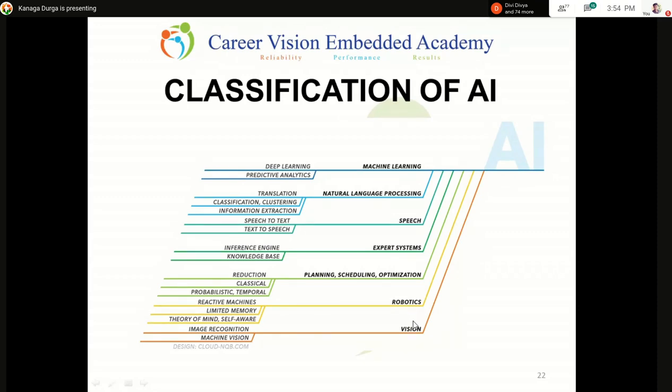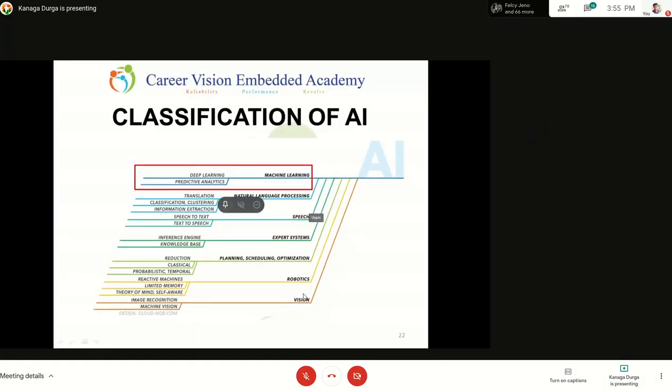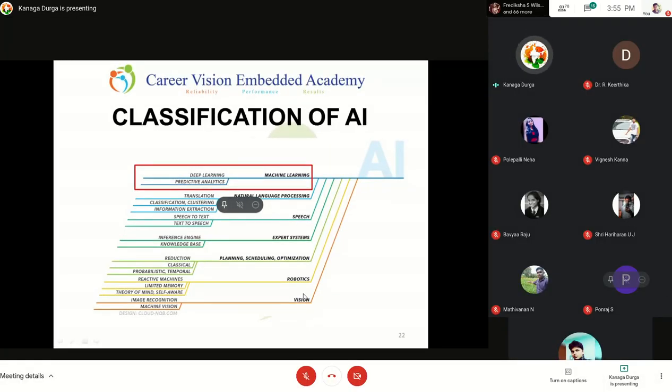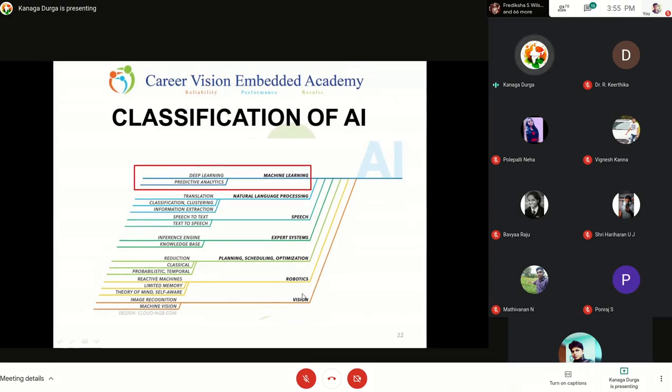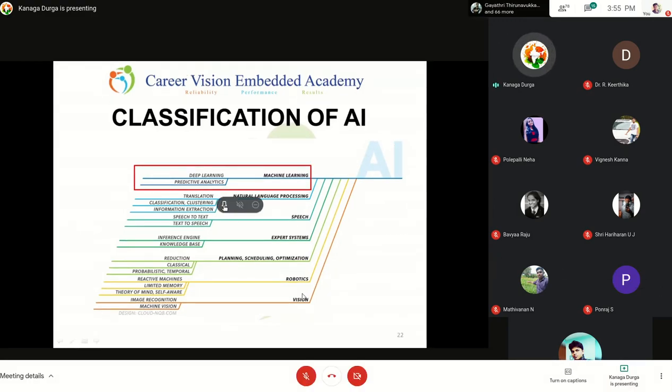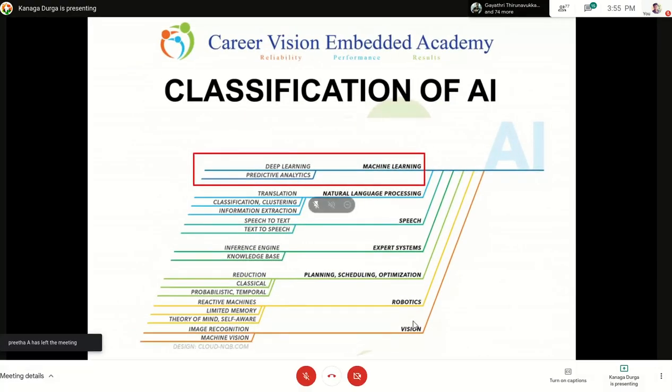So these are all the classifications of AI, and the major classification which we focus on today is machine learning. Machine learning, as I said earlier, is nothing but teaching the machine to learn the data, analyze the pattern, and predict the future outcome. This is one major part of AI, where the data is analyzed and the machine is trained. And with this, cognitive thinking and decision making is done.